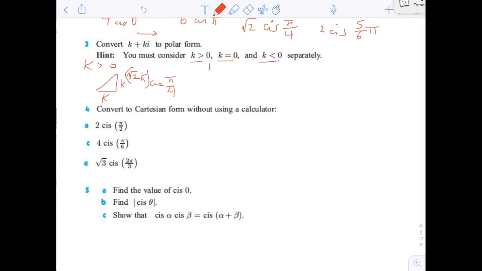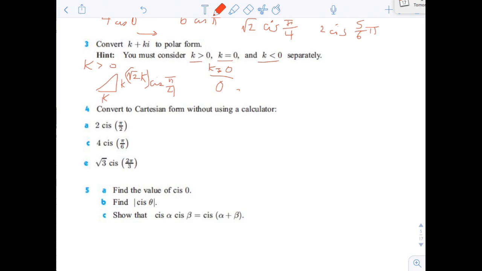What about the case where k equals 0? If k equals 0, basically that means that the hypotenuse is 0, which means it's just 0. So in that case, I think you would just write 0. You could write 0 cis 0, I guess, but it's kind of meaningless because the magnitude is just 0.